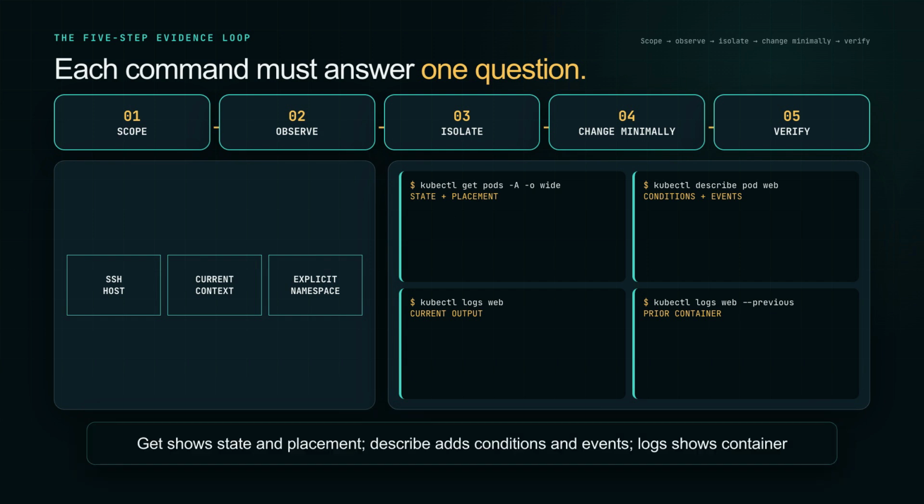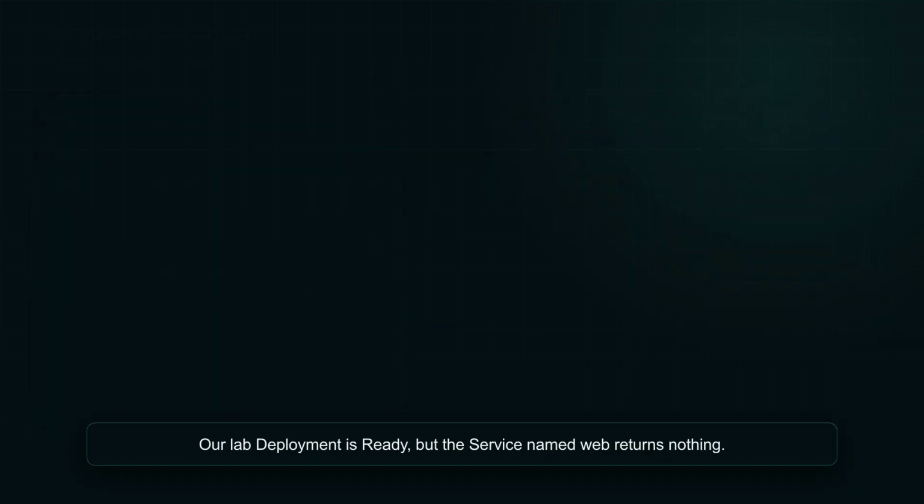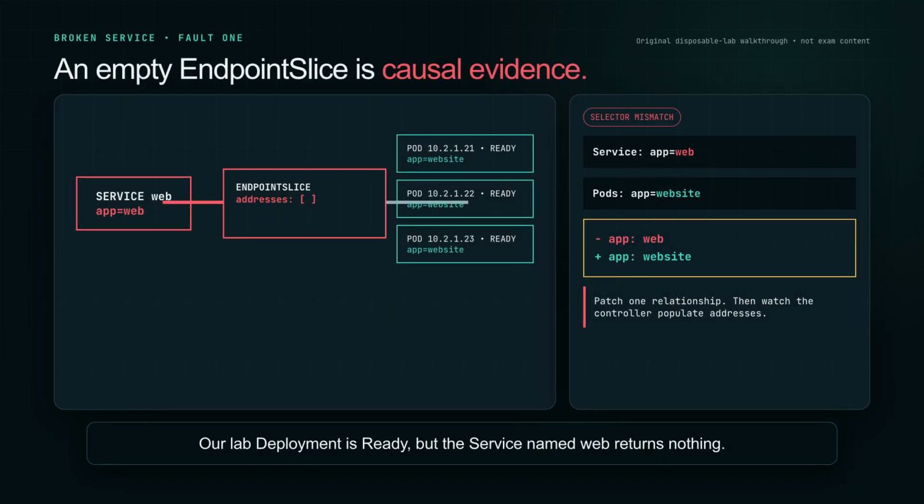Then observe. Get shows state and placement. Describe adds conditions and events. Logs shows container output. Logs with previous recovers output from the prior container after a restart. Our lab deployment is ready, but the service named web returns nothing. Do not edit the deployment just because it owns the pods.